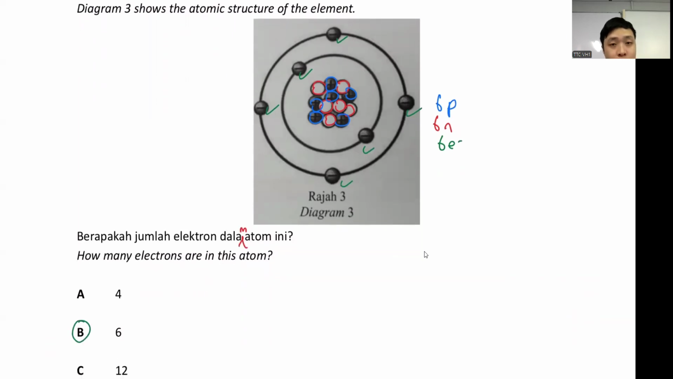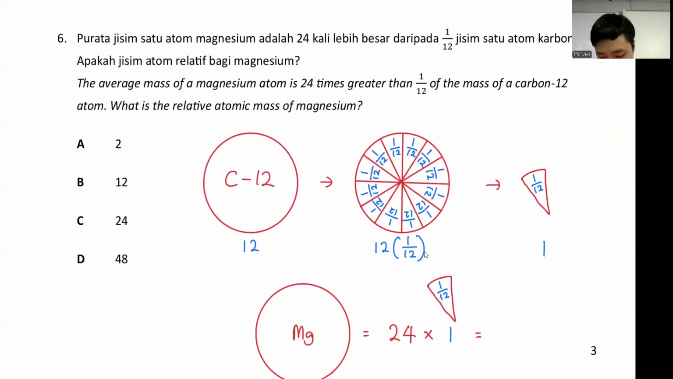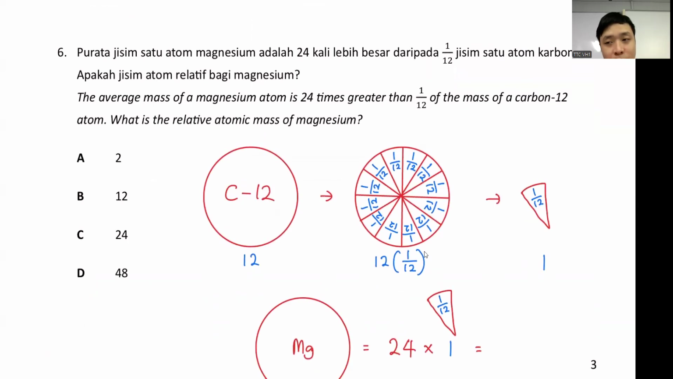So this is one of the easiest questions. The electron is outside, orbiting around the nucleus. Question 6. Even though it looks like an easy question, sometimes people don't answer it correctly.